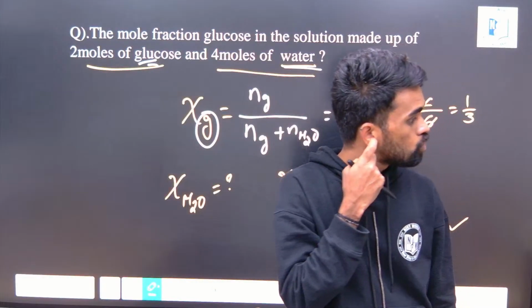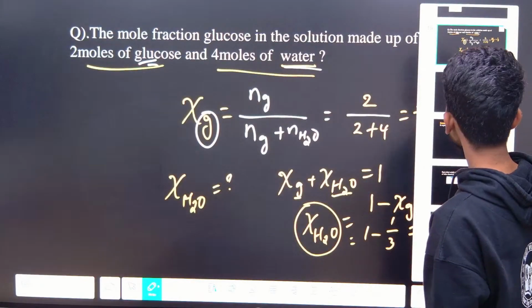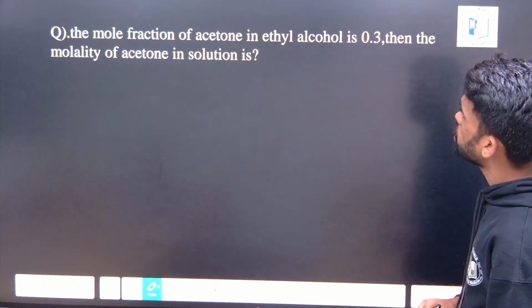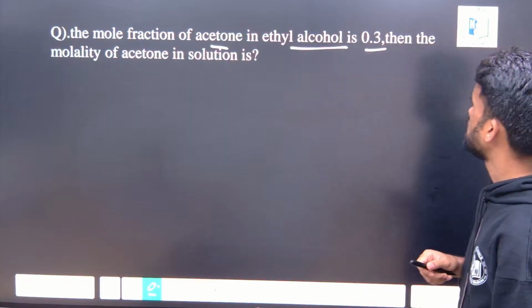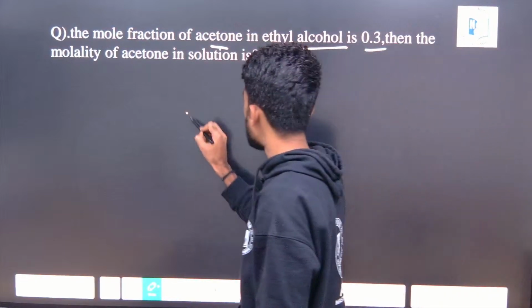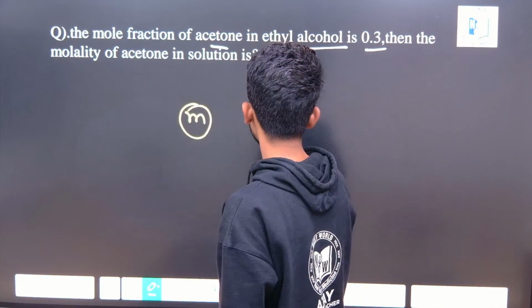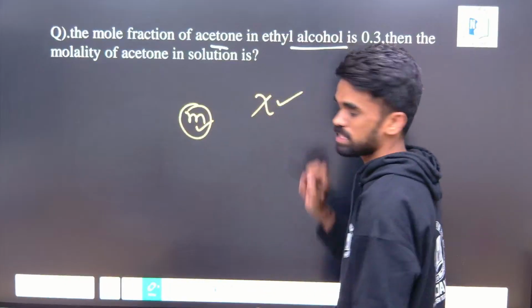Let us move to a few other questions. Now tell me, how can you relate this? The mole fraction of acetone in ethyl alcohol is 0.3. Then I am asking for the molality of acetone in the solution. It means I am asking for molality by giving the mole fraction. So what is the relation between molality and mole fraction first?